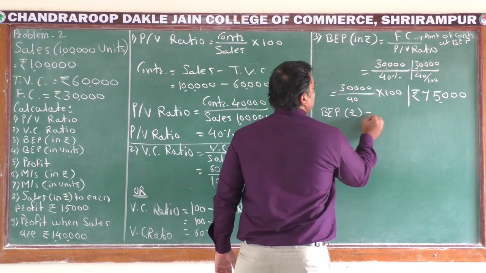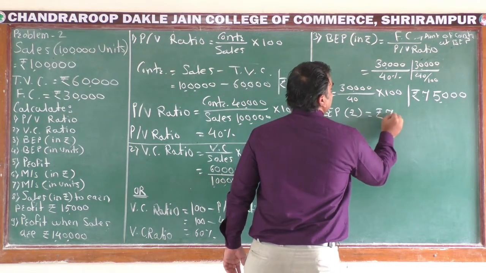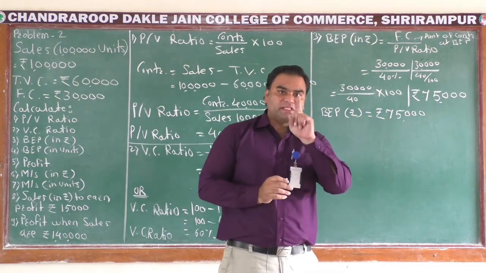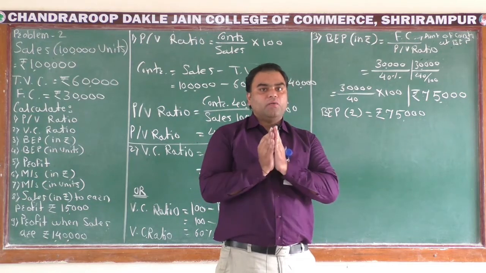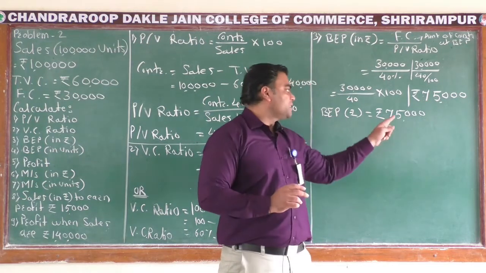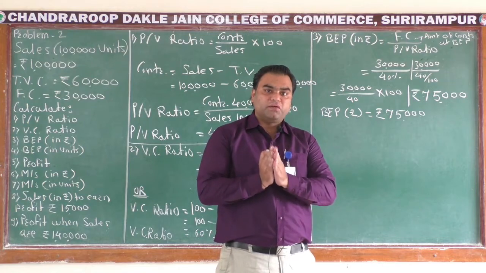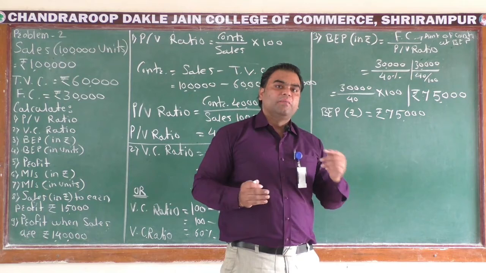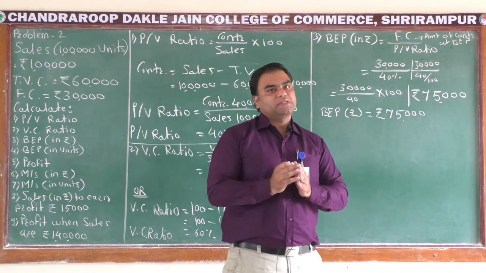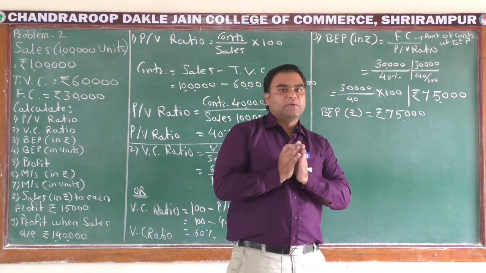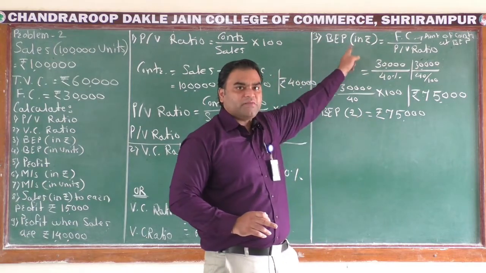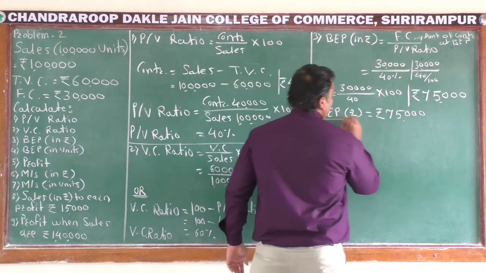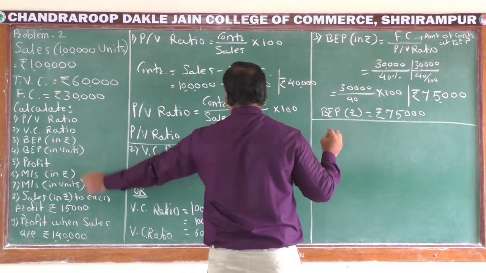BEP rupees is rupees 75,000. This means when we generate sales of rupees 75,000, at that level our total cost will also be 75,000. In that way our total cost and total sales become exactly equal. Total cost and total sales exactly equal means there is no profit and no loss, which is the stage of BEP. The same we had to calculate, and we have calculated BEP in rupees.